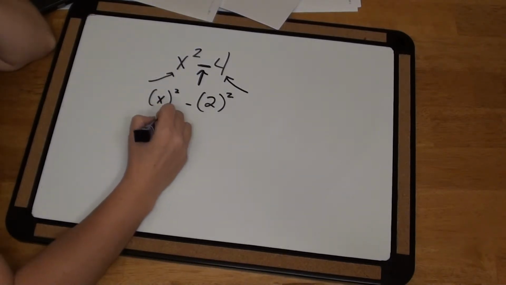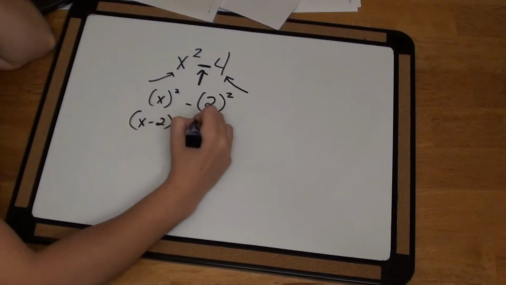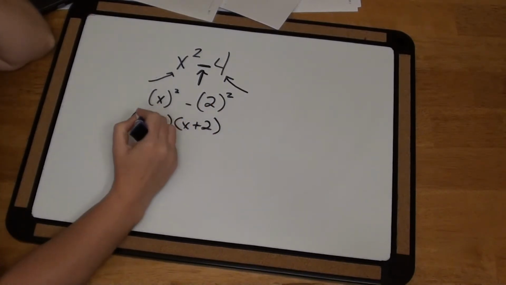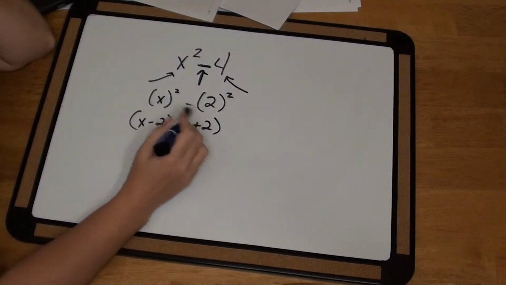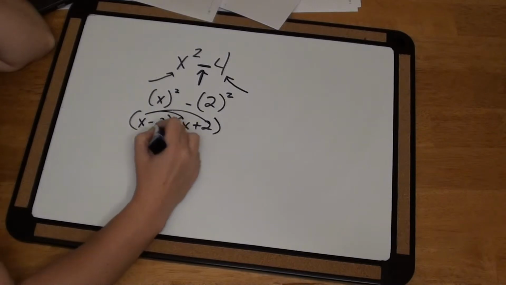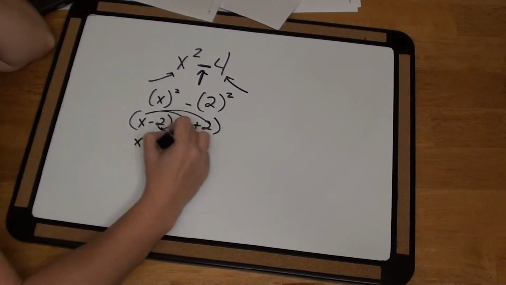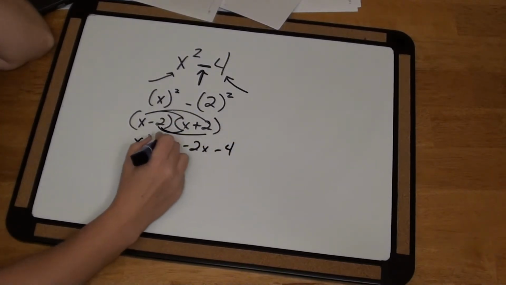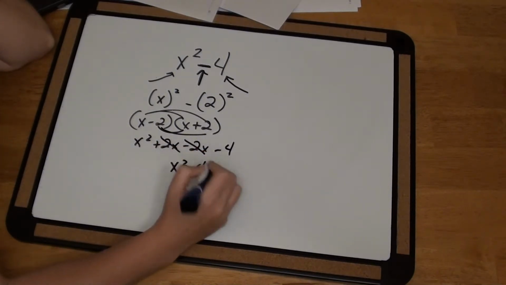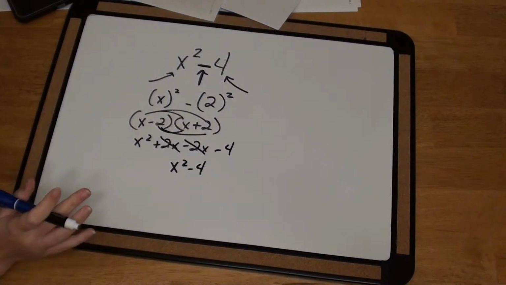It's going to be x minus 2, x plus 2. And let's work this out just to make sure that you can see why. If I went ahead and put this through, I would end up with x squared plus 2x minus 2x minus 4. These cancel each other out, plus 2x and minus 2x. I'm left with x squared minus 4. It works this way every time.